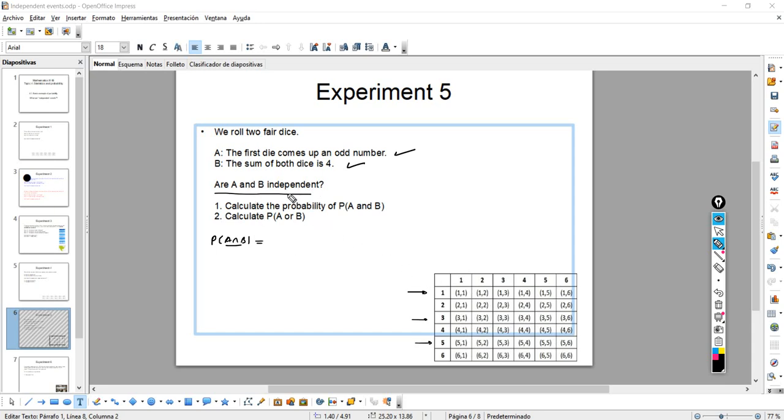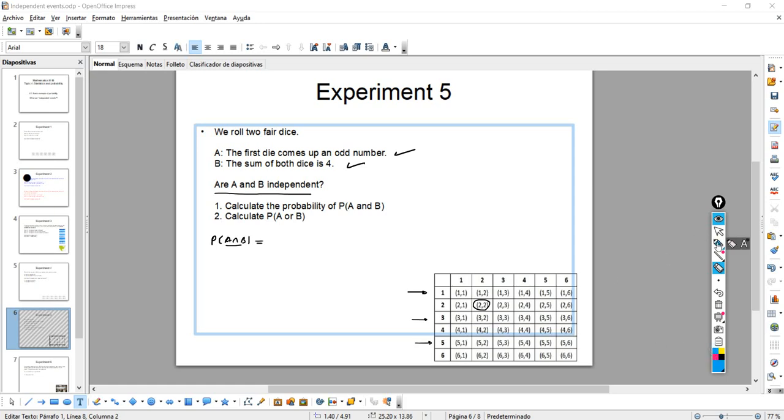And which outcomes account for B? The sum of both dice is 4. For this one, and for this one. You see? So, once again, the question, for what outcomes do we know that A and B are happening? Well, only for this one. Can you see? I'm going to put them in blue.